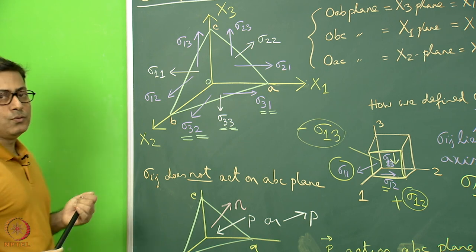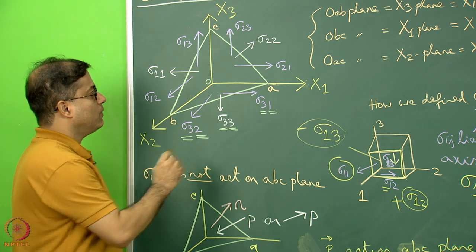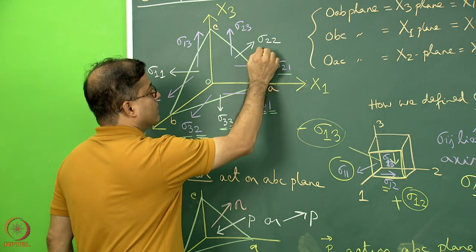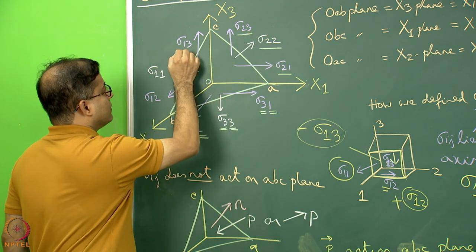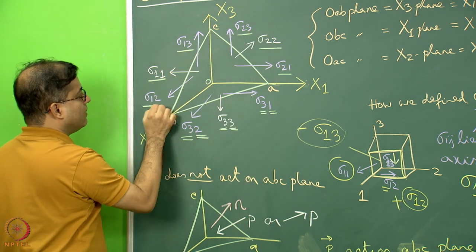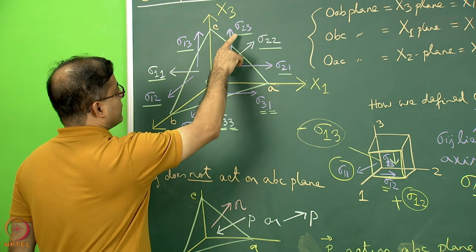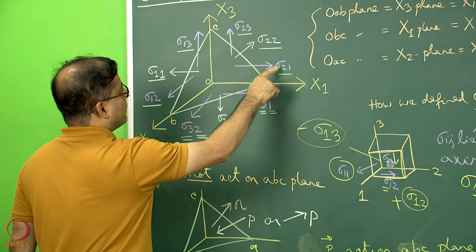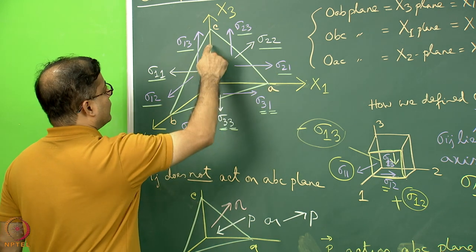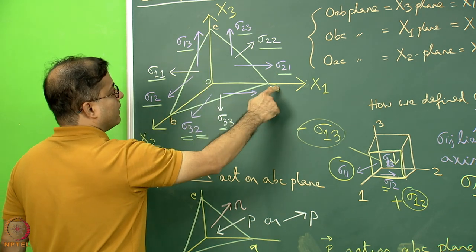Now students have to take time to individually understand sigma 2-1, sigma 2-2, sigma 2-3, sigma 1-3, sigma 1-1 and sigma 1-2. Quickly, if I tell you, these three stresses sigma 2-3, sigma 2-2 and sigma 2-1 are acting on the plane COA.